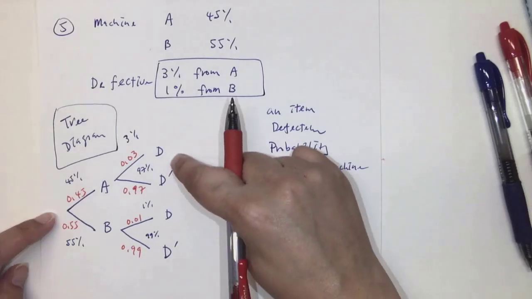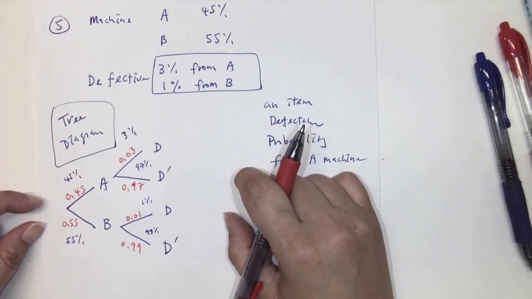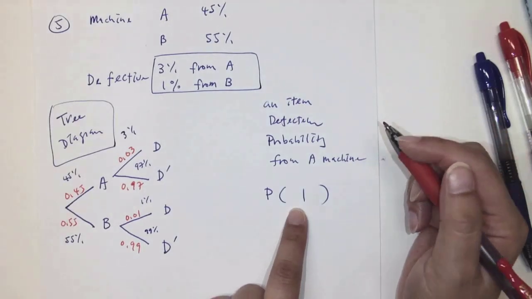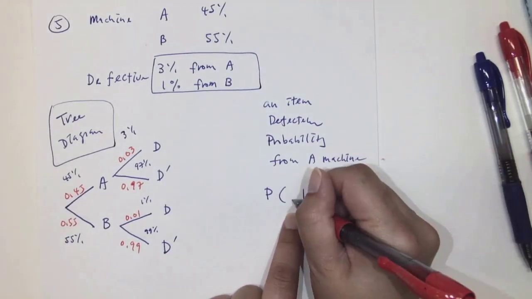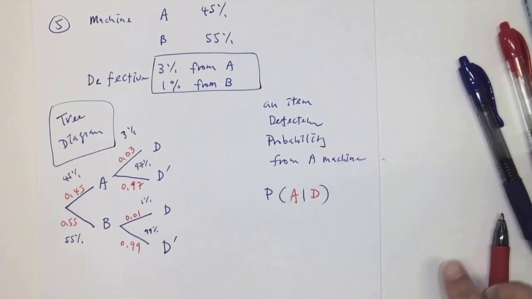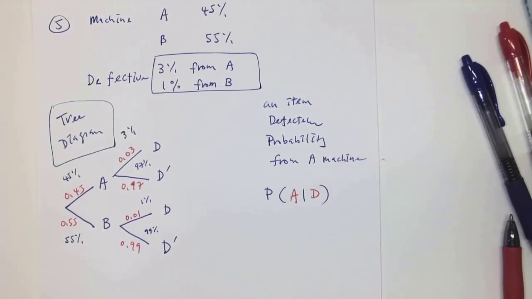Okay, so I will actually draw the tree. You just need to fill out the numbers. Okay, and then the item is defective given it is from the A machine.